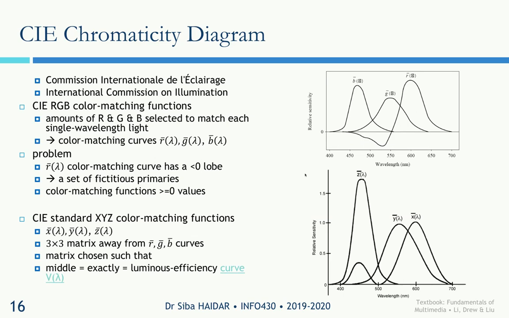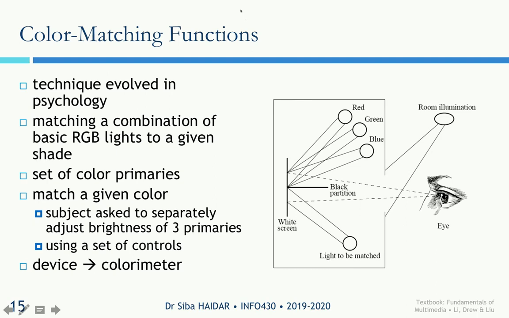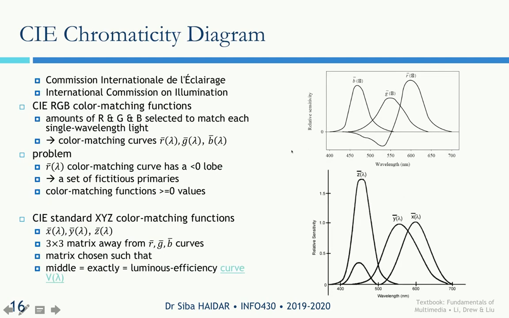And the CIE, what is the CIE? It is the Commission Internationale de l'Éclairage, the International Commission on Illumination. This is an international organization. The CIE did this color matching experiment, and it obtained these curves. So in order to get, for example, the light of wavelength 550 nanometers, you have to use this much red, this much blue, and this much green. So you have only three primaries, but using these three primaries, you can obtain whatever wavelength you want. So this is the experiment.